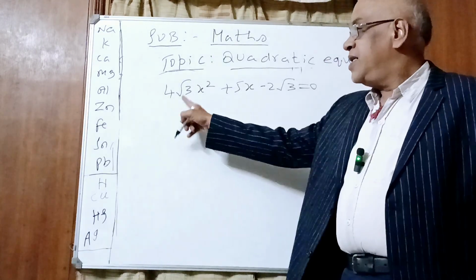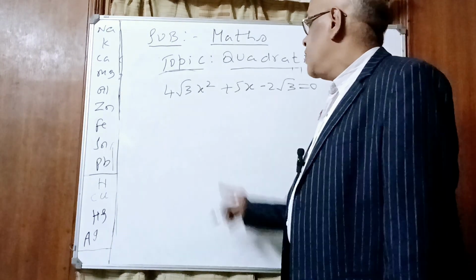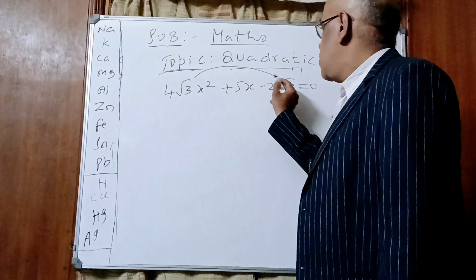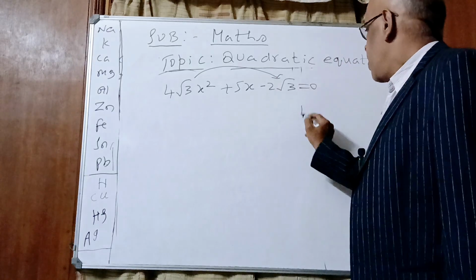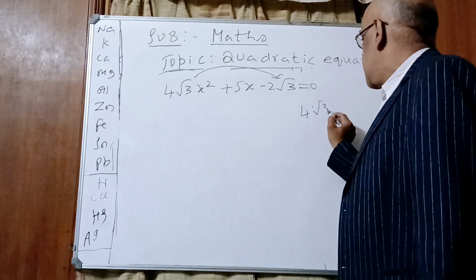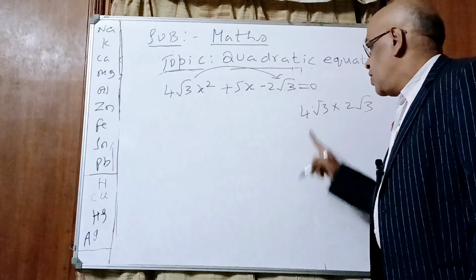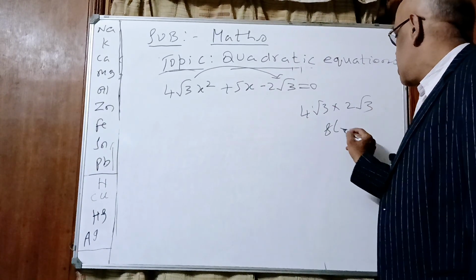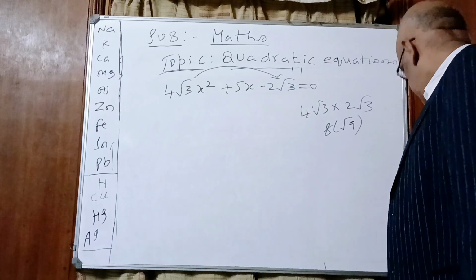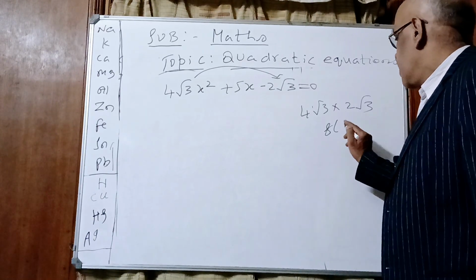One is rational, the other one is irrational part. 4 root 3. Yes or no? So, what do we do? We multiply 4 root 3 with minus 2 root 3. So, 4 root 3 into 2 root 3, sign neglected. 4 2s are 8. Root 3 into root 3, root 9. What is the square root of 9? The square root of 9 is 3. Yes or no, children? Yes.